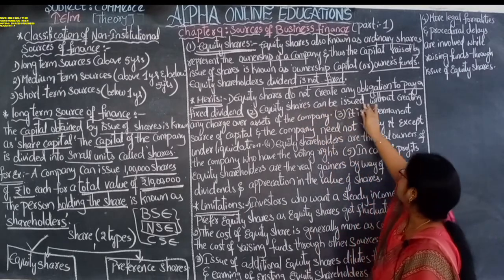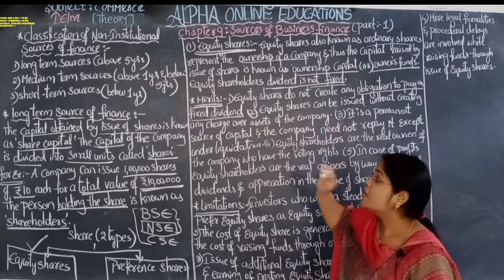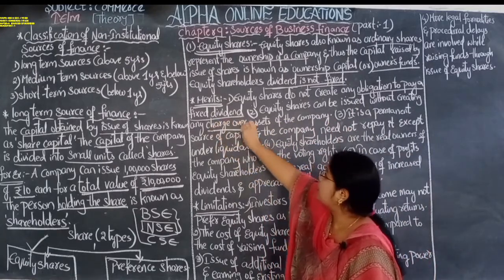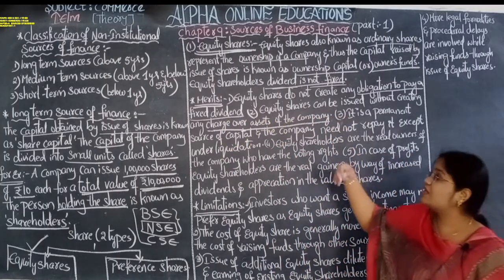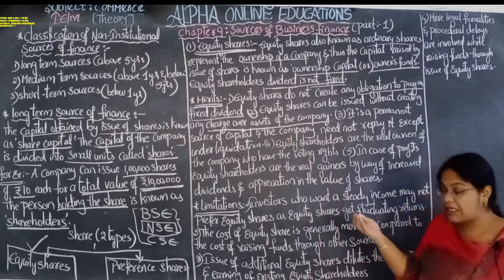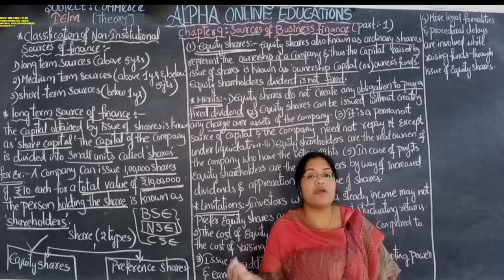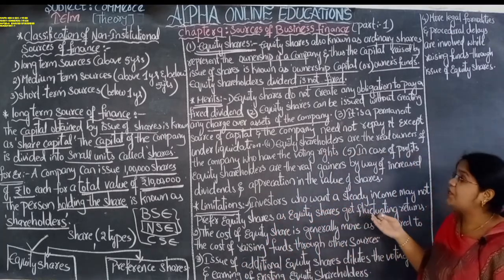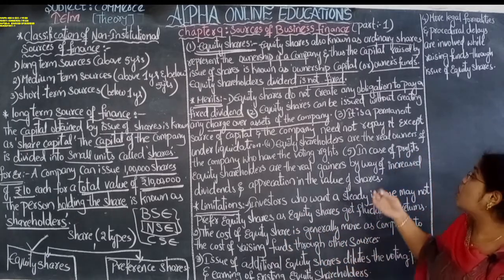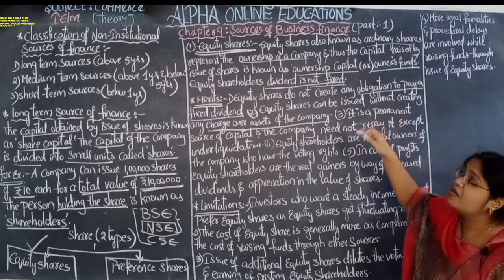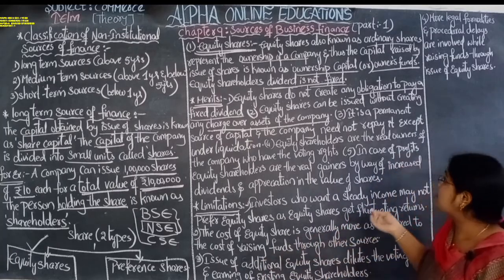Equity shares can be issued without creating any charge over the assets of the company. What are the assets of the company? Plant and machinery, furniture, building, equipment, tools. So while issuing, there is no need to create such charges over the assets. Yes, so that is also an advantage.